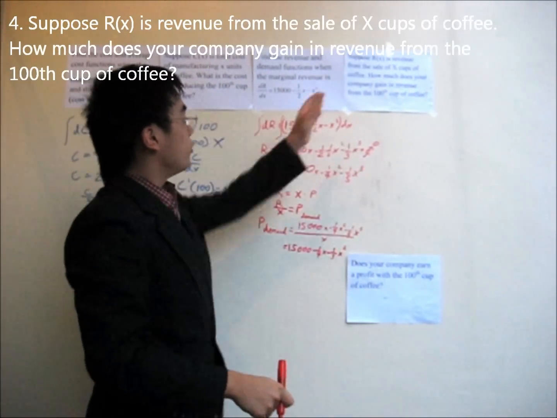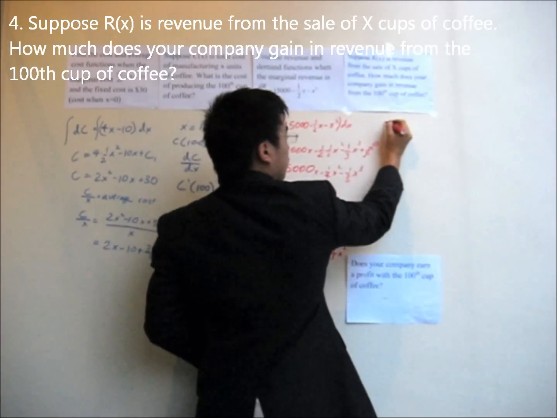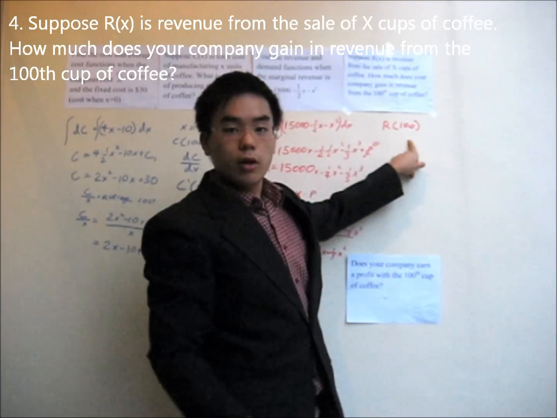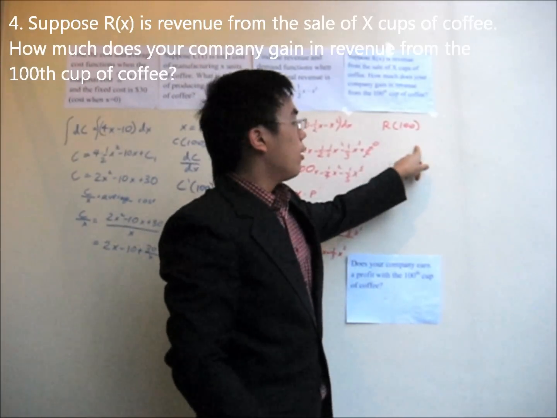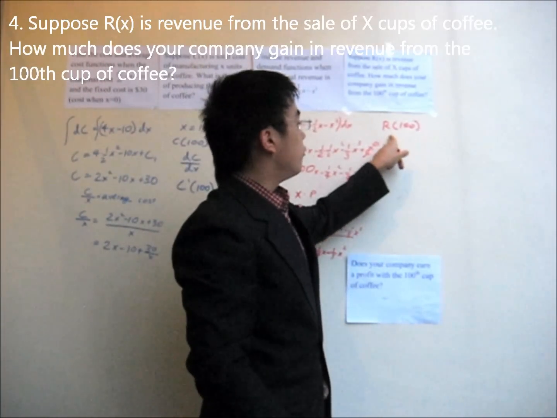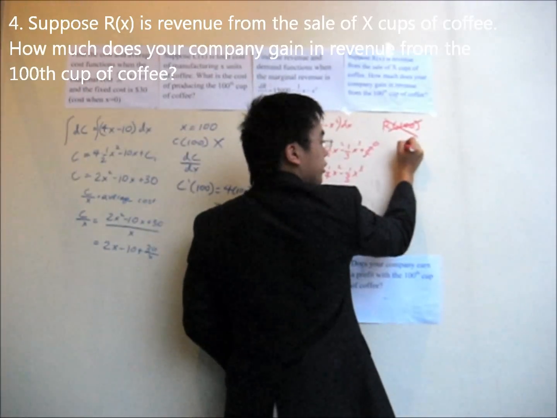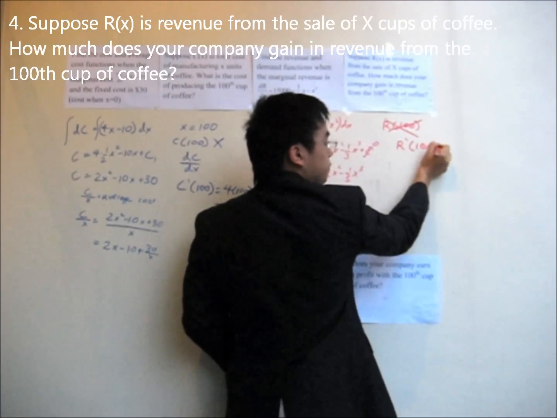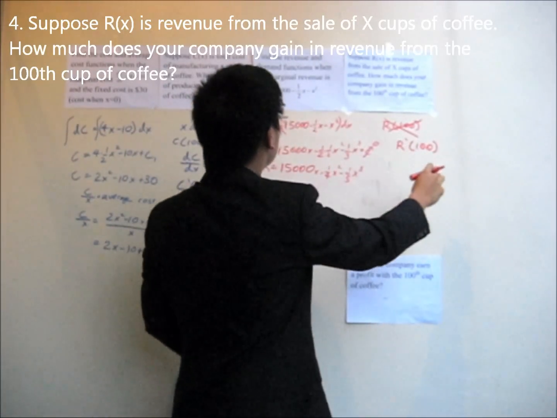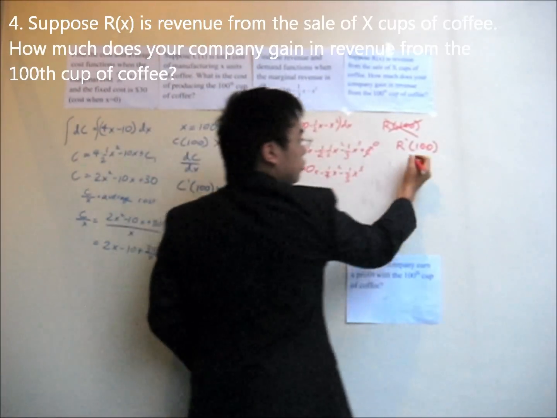Okay, moving on to this example. Don't follow the common mistake of just finding R of 100. Because R of 100 is the revenue gained from producing 100 cups of coffee. It's not the individual revenue from the 100th cup. To find that, take the derivative at 100. This is the marginal revenue. So for the derivative at 100, you simply plug 100 into the equation.